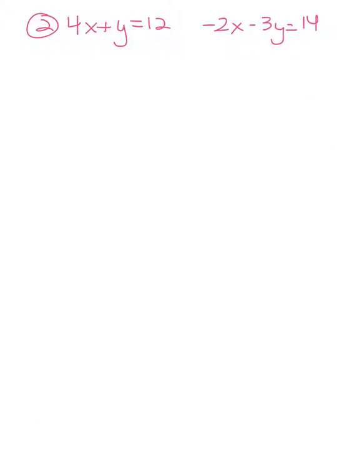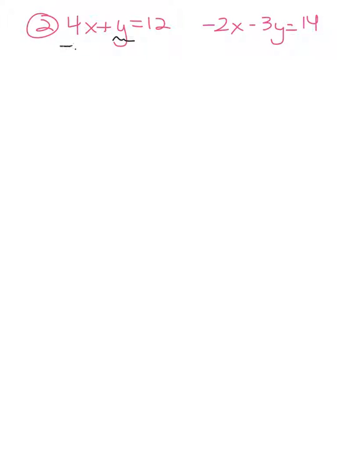In our next system, we have the equations 4x plus y is equal to 12 and negative 2x minus 3y is equal to 14. Now again, we have to get one variable by itself in either of the equations. So that means either x or y in the first equation or x or y in the second equation. Now if you look at the first equation, y has a coefficient of 1. So that's actually going to be the easiest one to isolate.